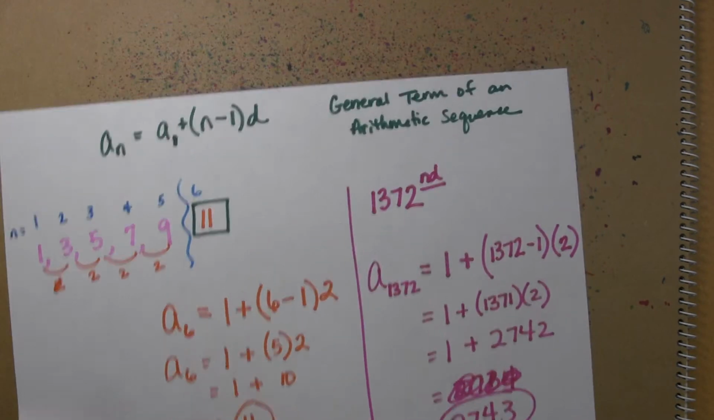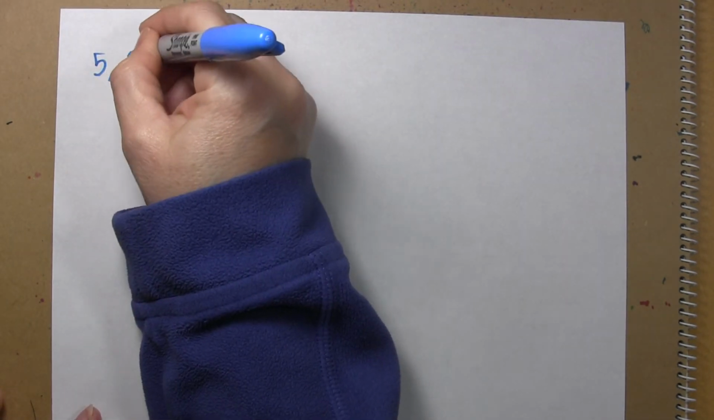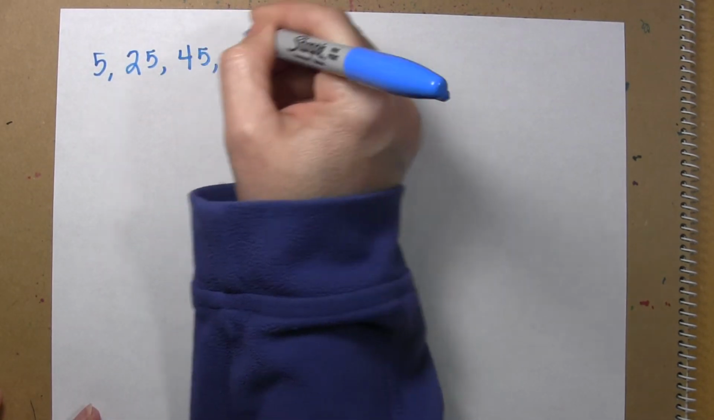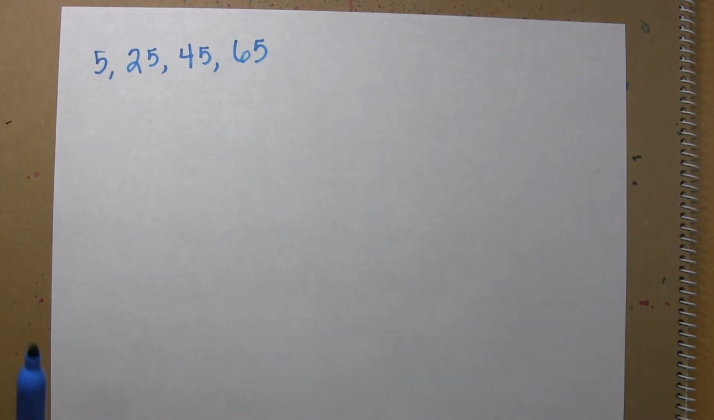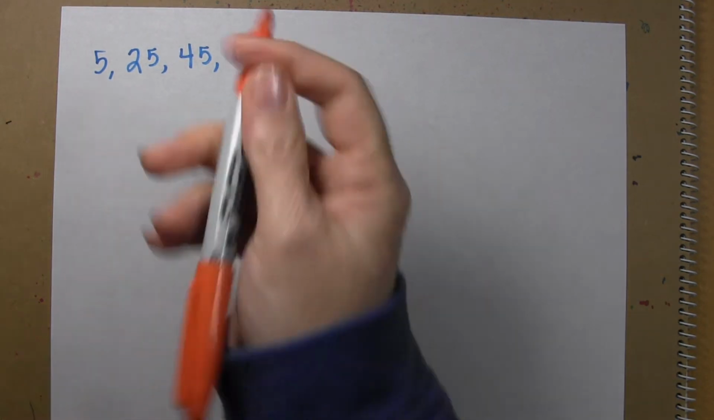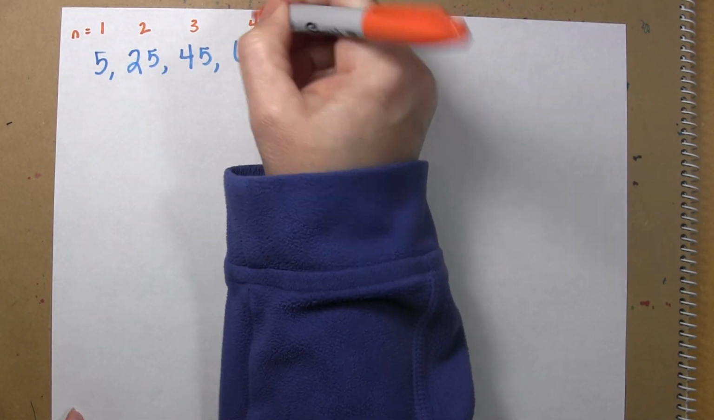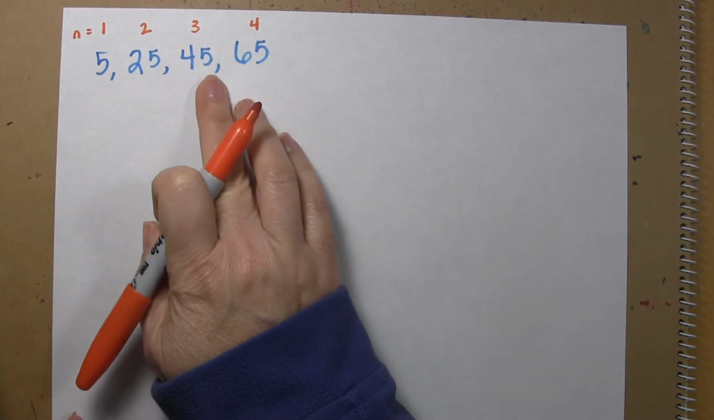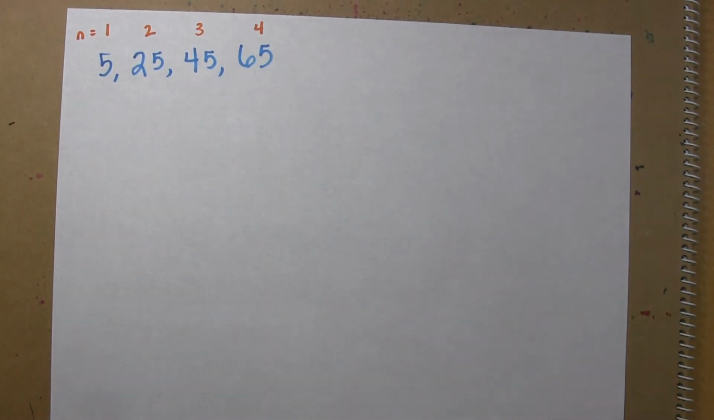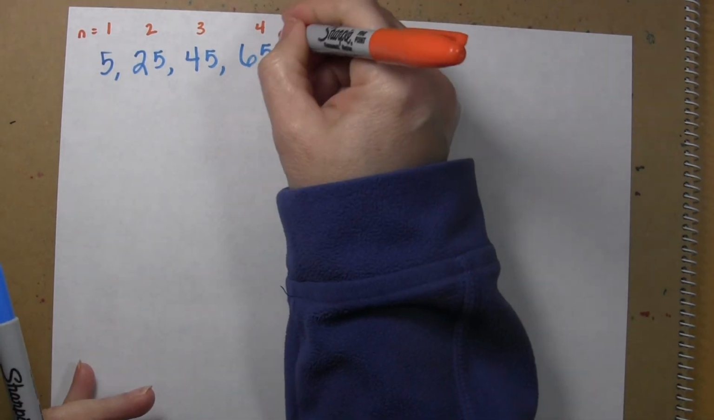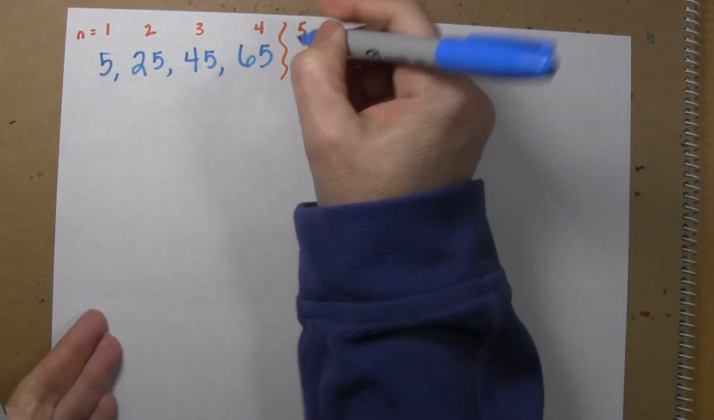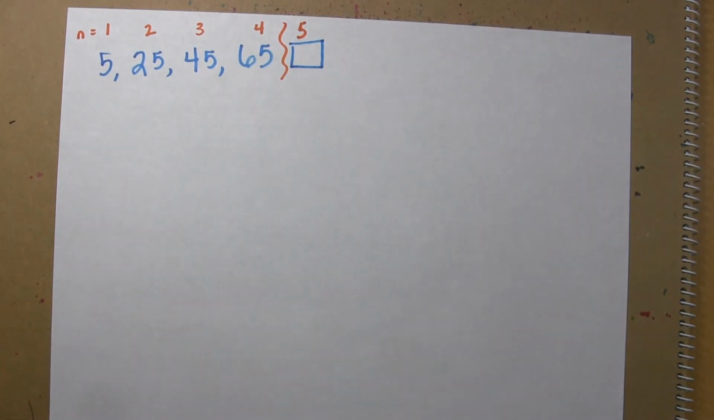Let's do one more example. Let's take a look again at this sequence that we worked on already. Remember, we said that we had 5, 25, 45, 65, right? Our n here equals 1, 2, 3, 4. So the first term is 5, the second term is 25, the third term is 45, the fourth term is 65. And let's say that we want to figure out the fifth term.